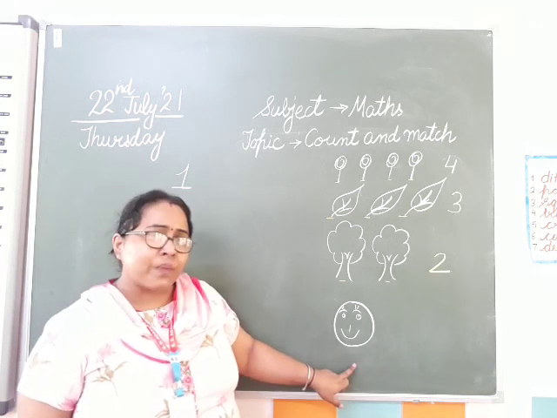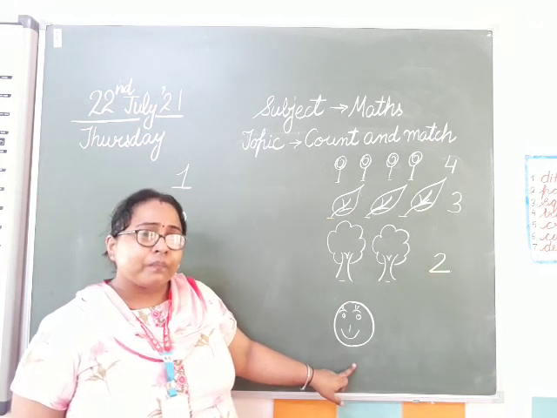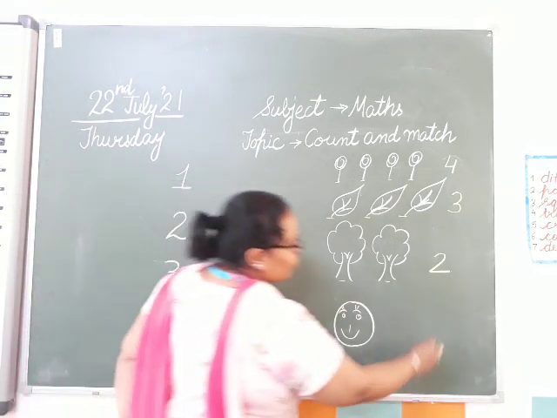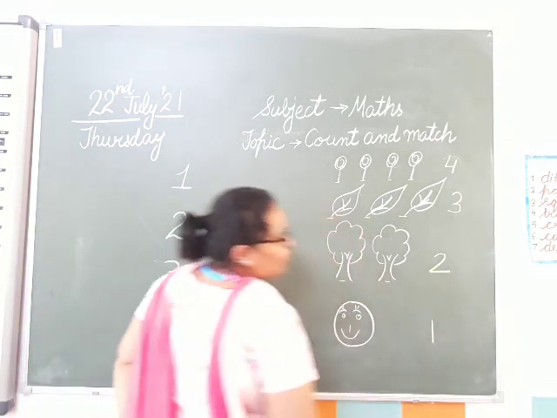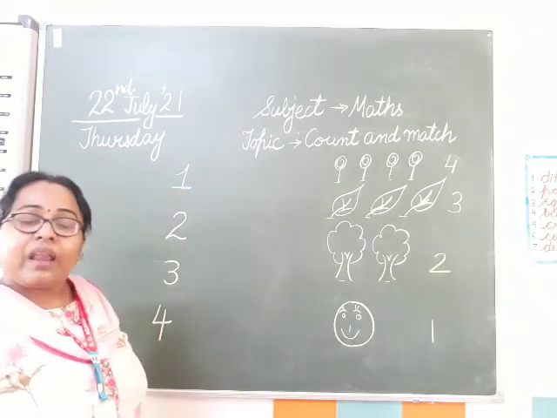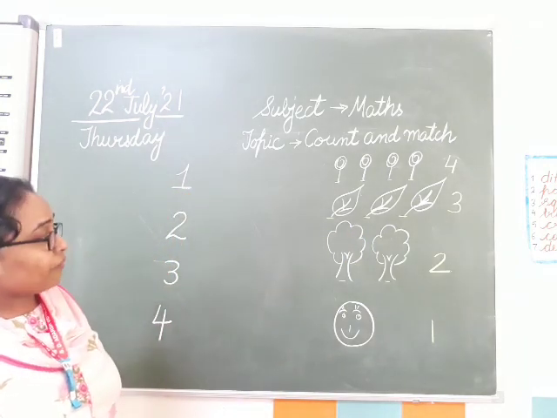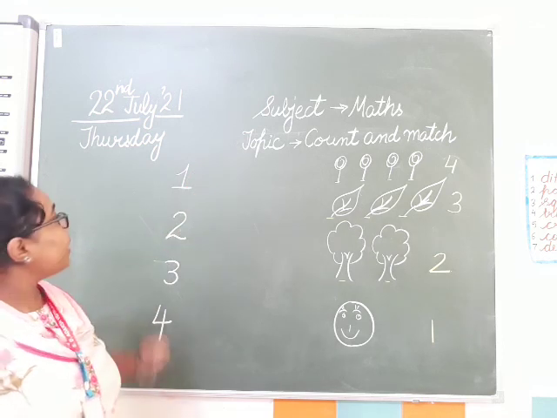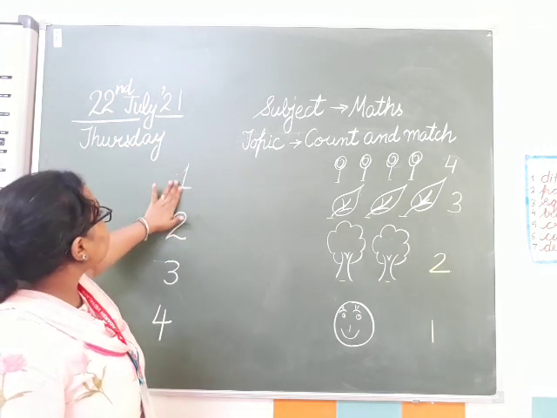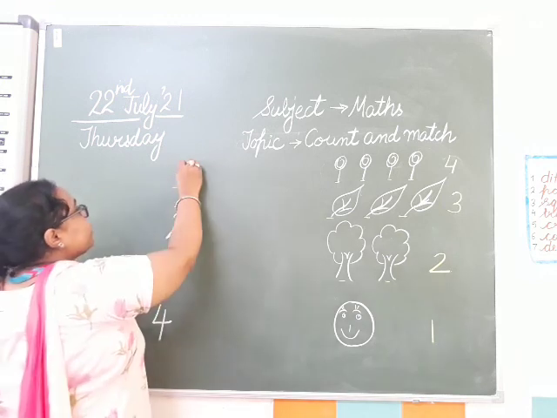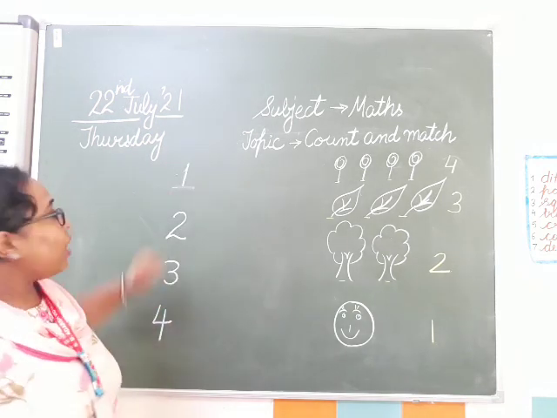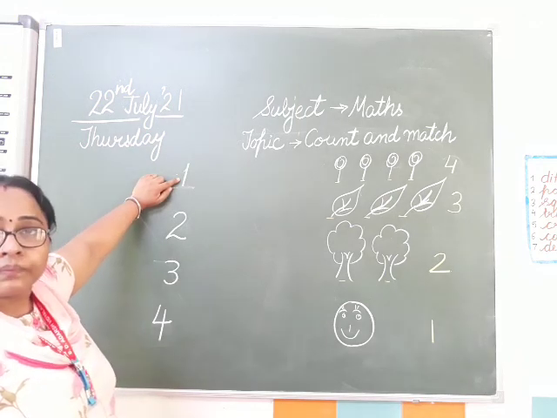And how many smiley faces we have here? One. Yes. So, we have only one smiley face. Now, class, what you have to do? You have to match similar numbers. Okay? So, one can be written like this and one can be also written like this. We also write one like this. Okay? Now, we have one here.